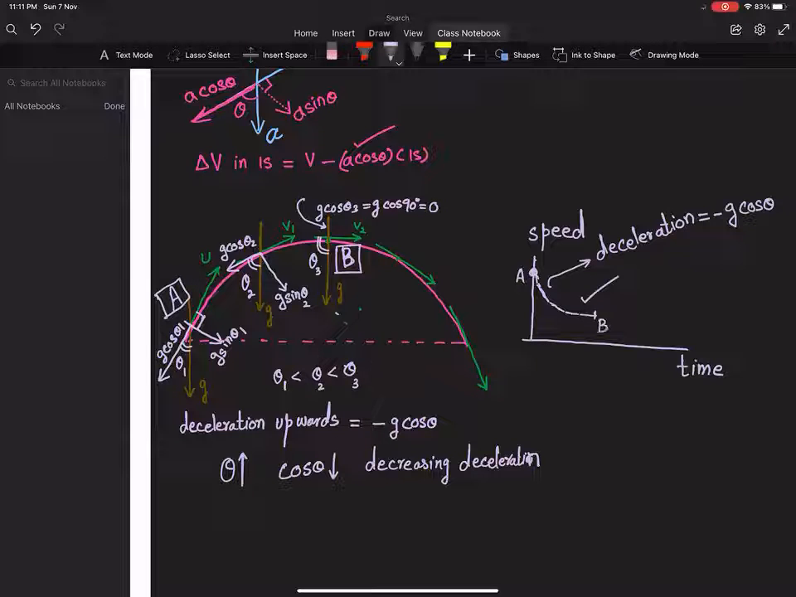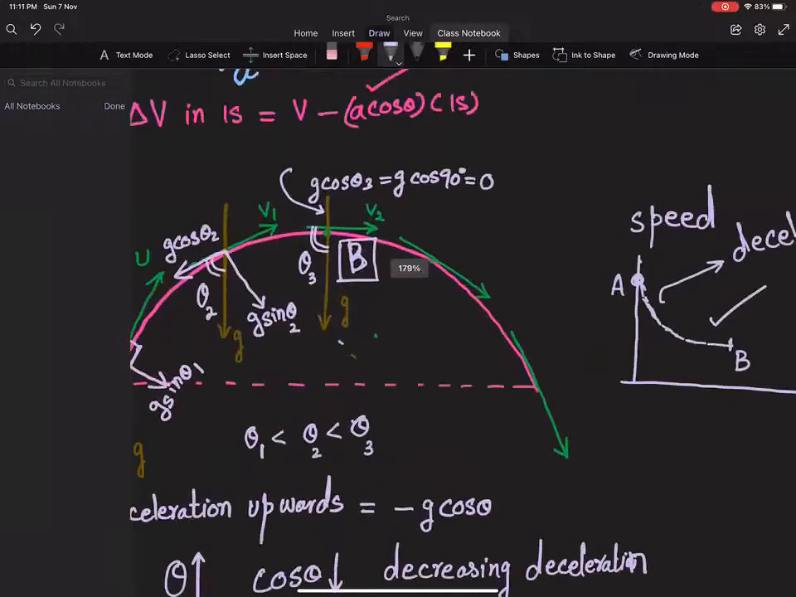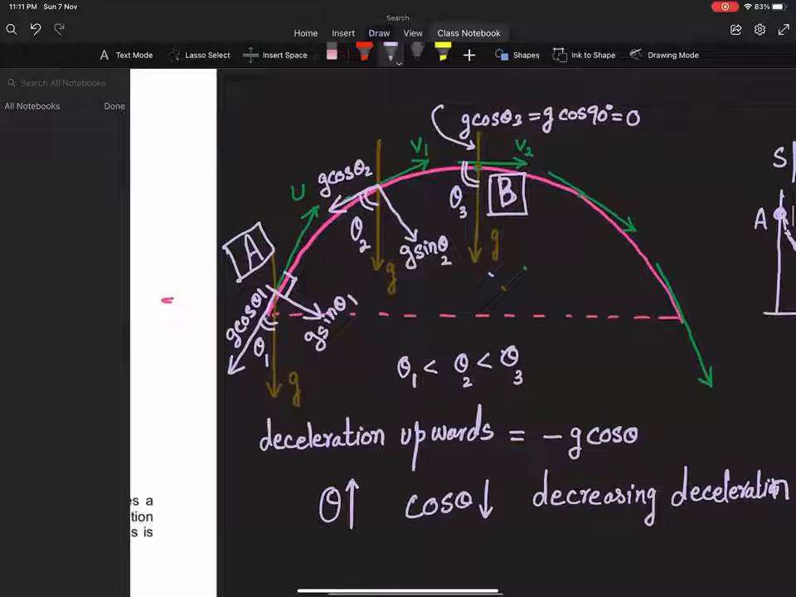Now, what about the acceleration part when the projectile moves downwards? When the projectile moves downwards, if you look carefully, the gravity remains the same. However, the angle of gravity with the velocity is going to decrease. Look, this is a bigger angle, this is a smaller angle, and so on. So this velocity here is, for example, v3. This velocity here is, for example, v4.